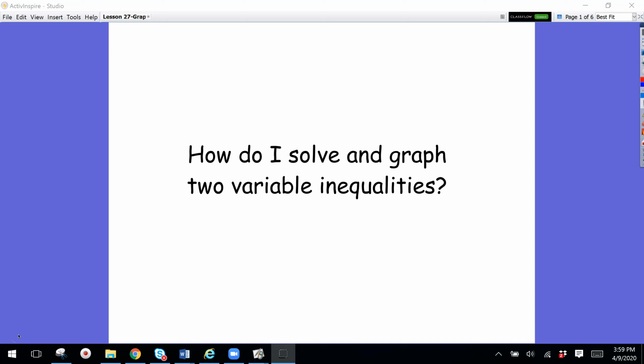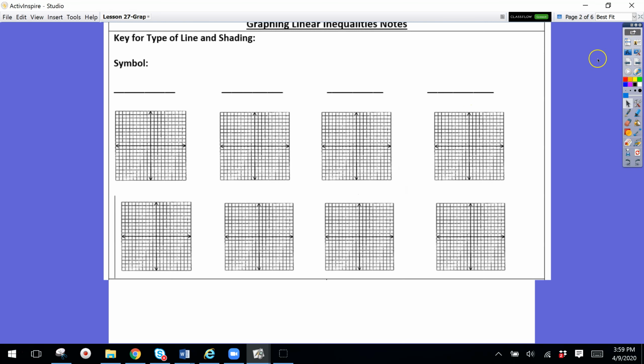So in this video, we're going to be discussing how do we solve and graph two variable inequalities. So first of all, we've got to remember that now that we have an x and a y instead of just an x, this is going to make a relationship between the x and the y, and it's going to make a function, which is a linear function, since we don't have any squares and it's just an x and a y. What we're going to be doing is graphing a line on the coordinate grid.